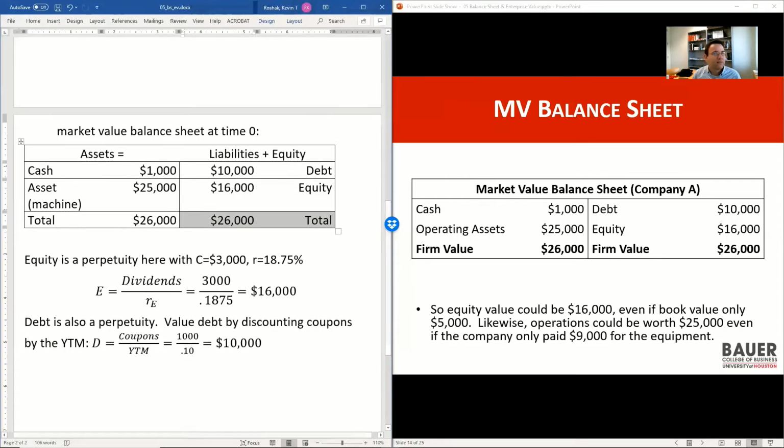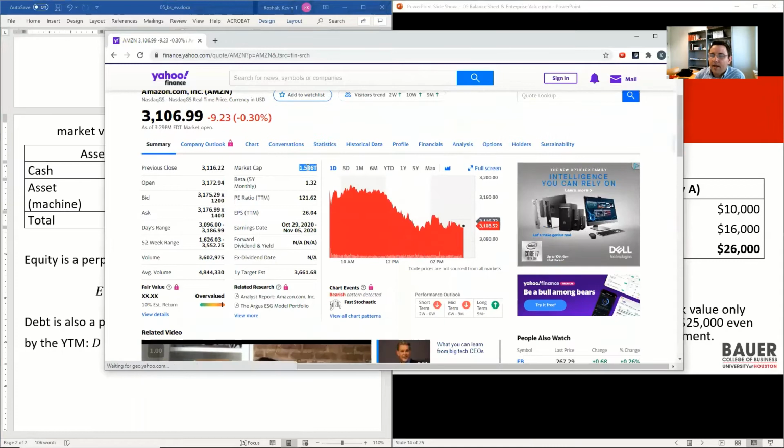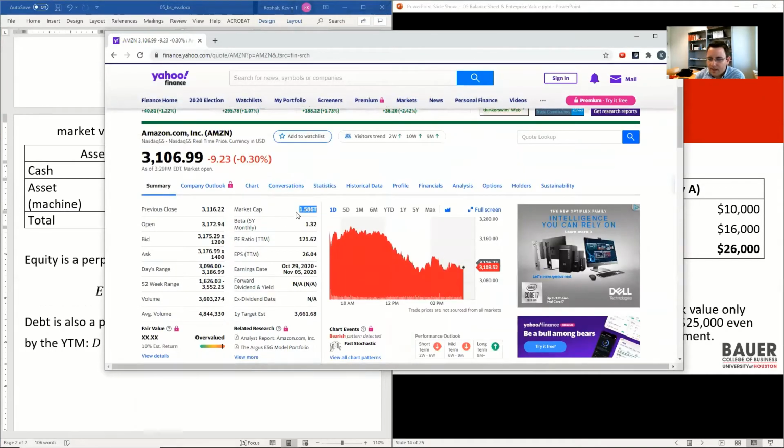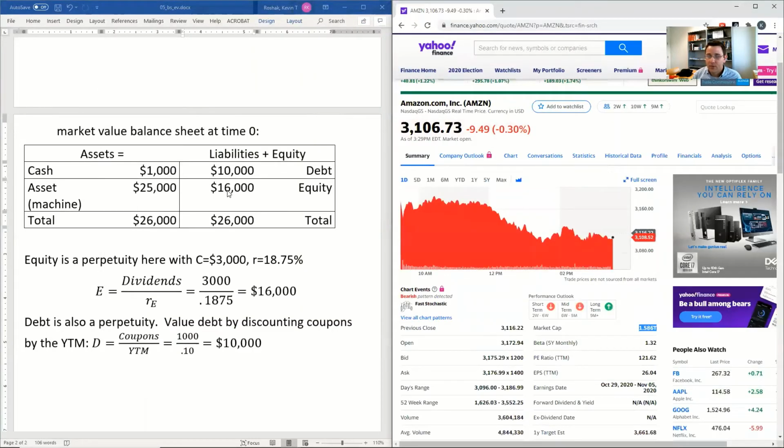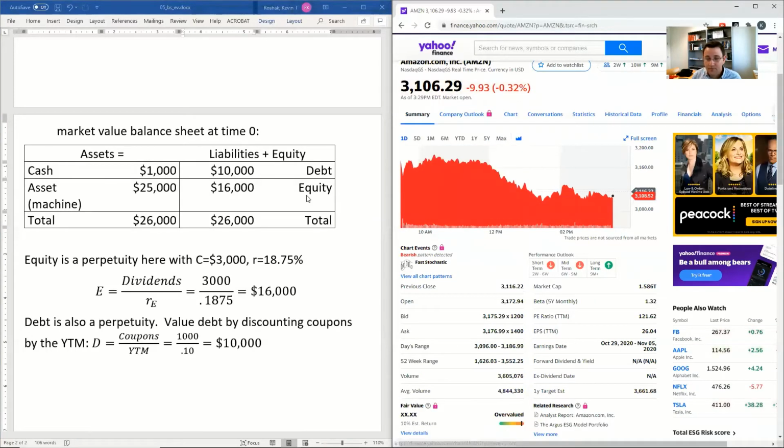And this is a very pervasive problem. So if you look at the stock price of Amazon, for example, we can see how much investors are willing to pay for Amazon. You pull up Yahoo Finance and you see the market cap here. That's how much investors are willing to pay for Amazon's equity. It's about $1.6 trillion. Okay, so on the balance sheet here, Amazon's equity would be 1.6 trillion. That would be the value of their equity.